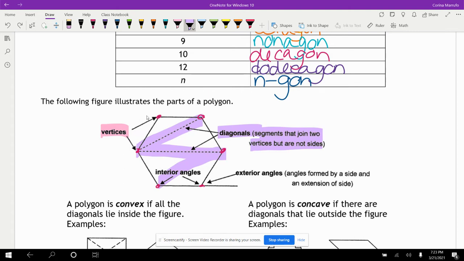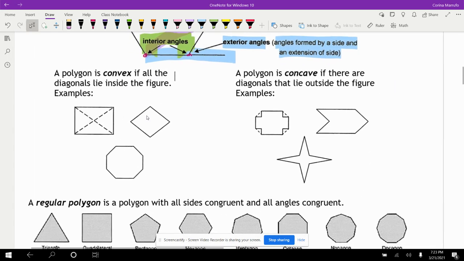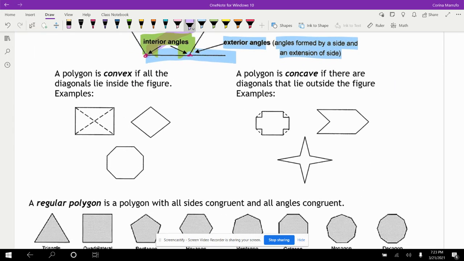Exterior angles. So when you extend one of the sides, so here's a side, if you extend it out, that makes this exterior angle out here. Okay, so exterior angles are angles formed by a side and an extension of a side. Then you have your interior angles, which of course are the inside angles. Okay, so a polygon is convex if all the diagonals lie inside the figure. So if you make diagonals in here and they still lie inside the figure, this is a convex figure.